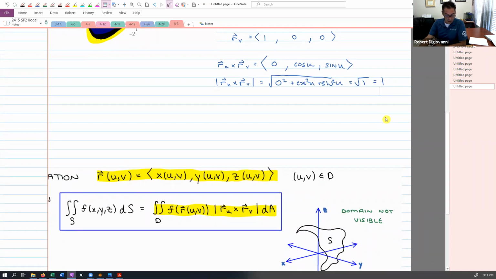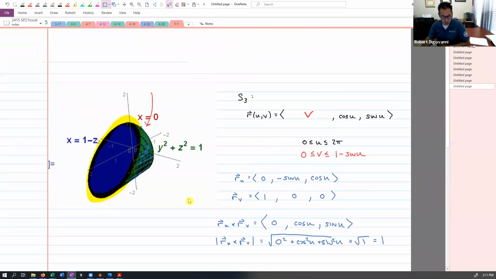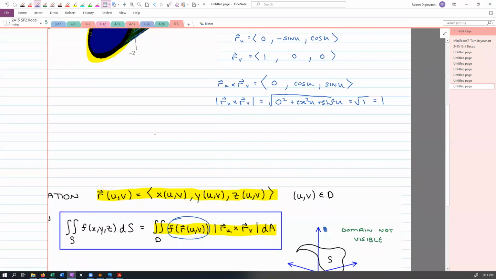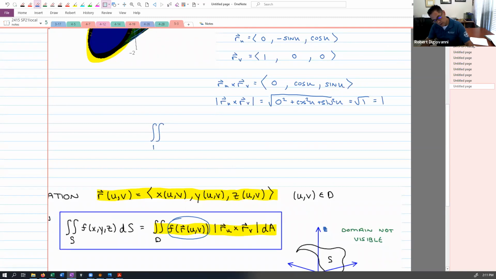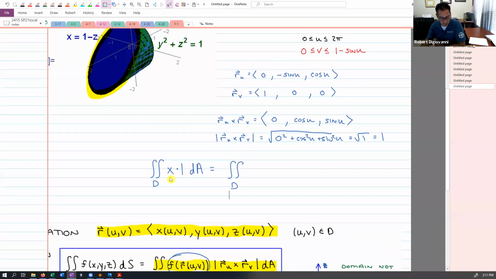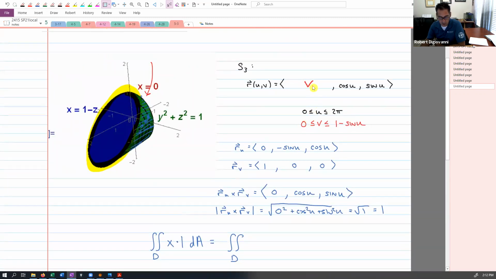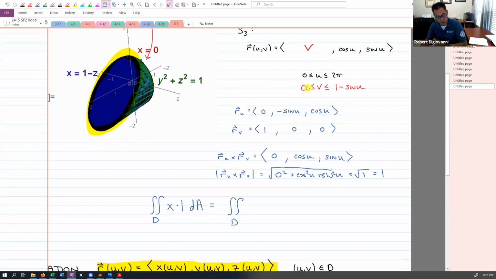Okay, that's great. Now what we need to do is this right here, the original function. What was the original function? X. So we're going to be doing the double integral over D of x times 1 dA. But what is x? We have to be real careful here. We have to replace it with what x is for us here. What is x for us? V. That's all it is. So this is just V dA.